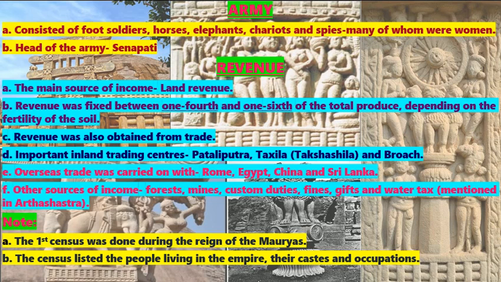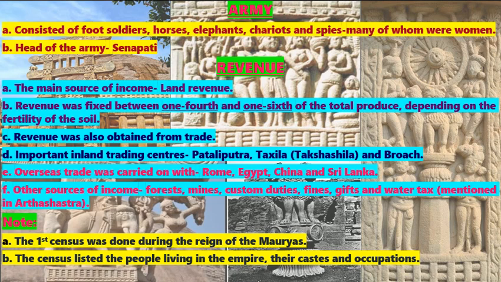The king was the supreme commander, and he personally supervised the army both in peace and war. The soldiers were paid salaries in cash. Now, from where they were getting the salaries, we'll be talking about that also.